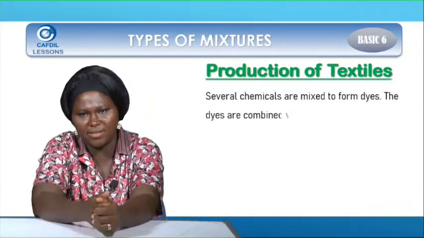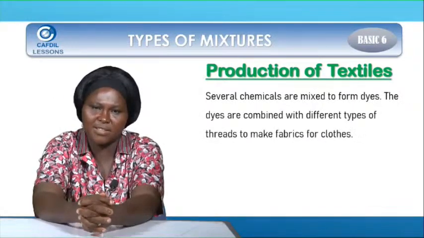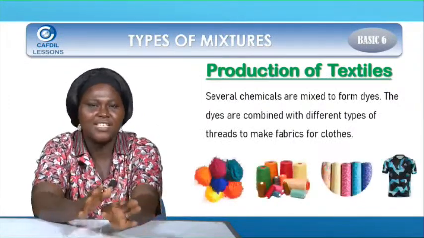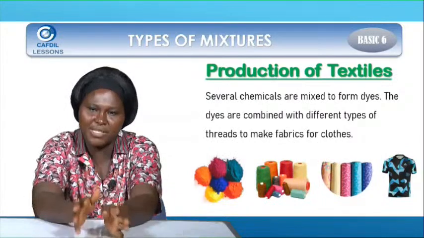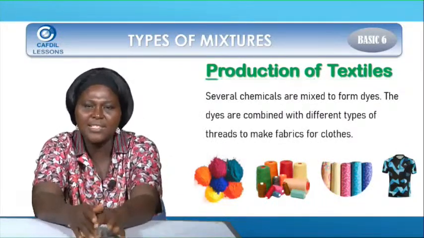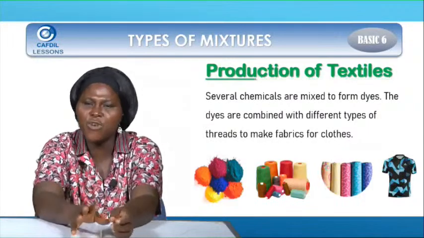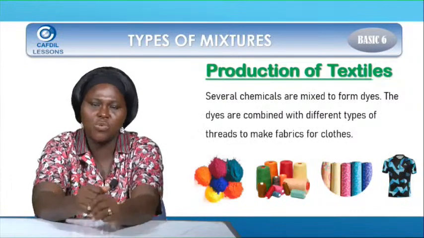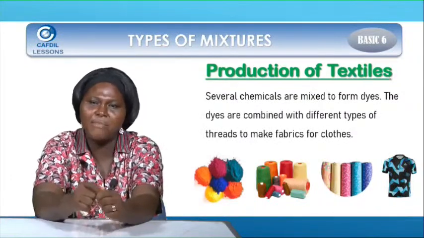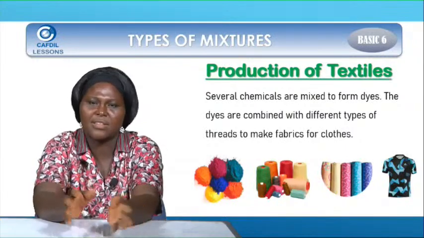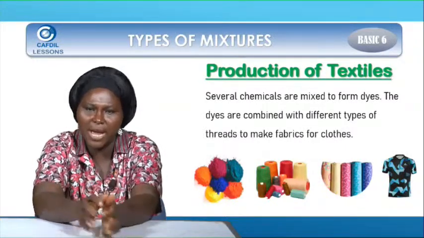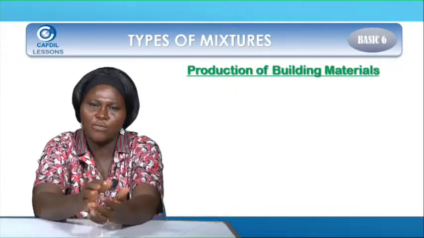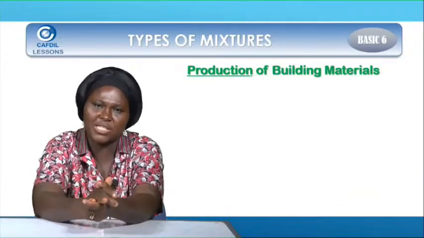Production of textiles. Several chemicals are mixed to form dyes. The dyes are combined with different types of thread to make fabric for clothes. So the clothes that we are wearing are made up of different chemicals and dyes combined together. This is another way of using mixtures.